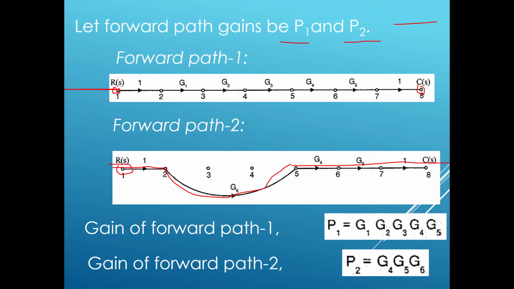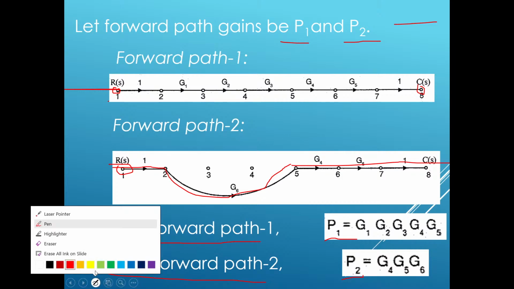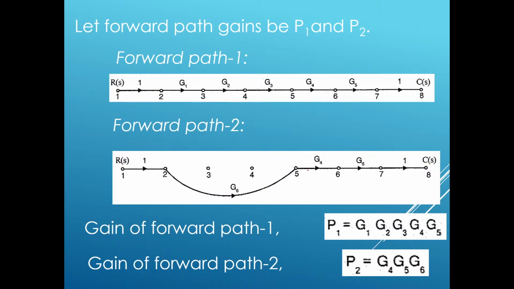So the gain of the first forward path has notation P1, and the gain of the second forward path has notation P2. We have assumed those notations. The gain of the first forward path: one is there, so forget about it, G1 into G2 into G3 into G4 into G5. And the gain of the second forward path is G4 into G5 into G6. There is G6, and G4 and G5 are there.